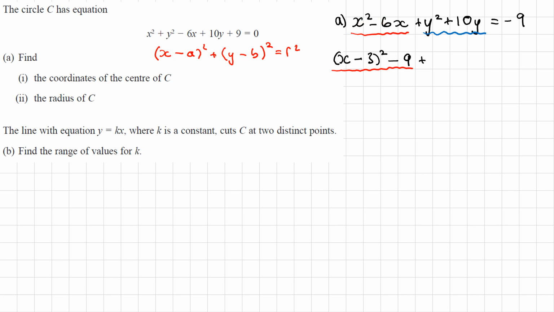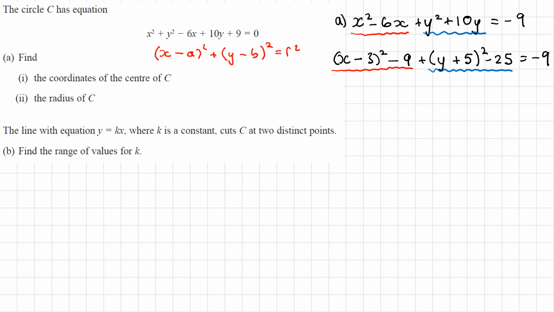Complete the square for the y's as well, so that'll be y plus 5 all squared. Again, if I multiply this out, I'll get y squared plus 10y plus 25. I don't want 25, so I'll take that off. So minus 25. So what I'm underlining in blue here is the same as what I've got written here, and this is equal to negative 9.